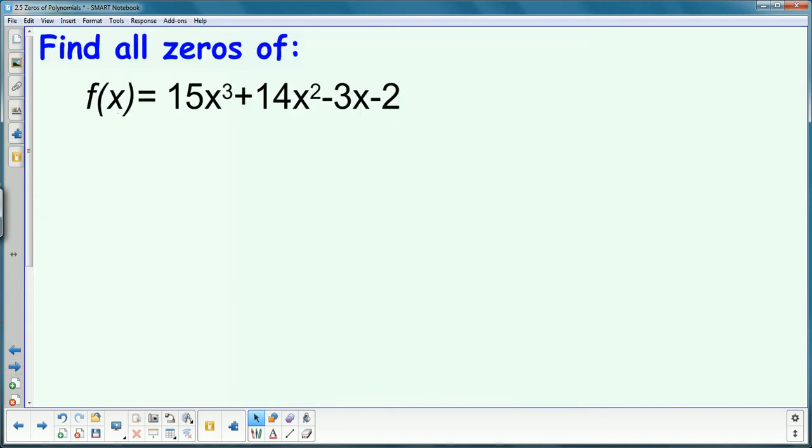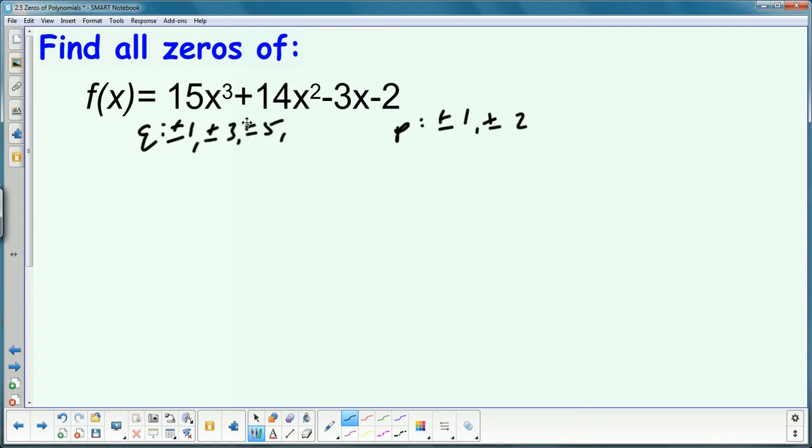Okay, so what that means, if we want to find all of the zeros of this one, going back to our p over q, we have p is negative 2, so that means we have plus or minus 1, plus or minus 2. And then q, the tricky part here, is 15. So we have plus or minus 1, 3, 5, and 15. Putting p over q, we're going to have plus or minus 1, plus or minus 2, and then a bunch of others because we have to put each of these over all those.